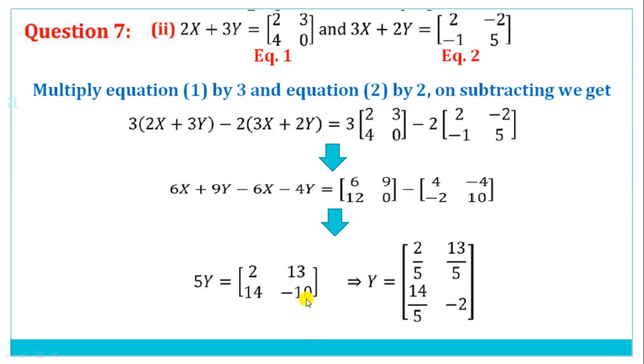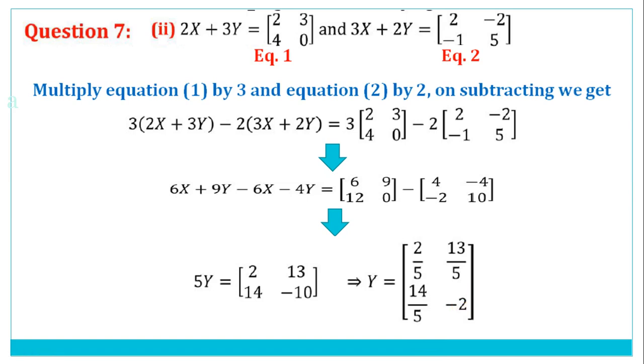So just simple subtraction. We have to find the value of y, but here 5y is written. So we will divide both sides of this equation by 5. If we divide this by 5, we will get y, and if we divide this matrix by 5, then each element of this matrix will be divided by 5. This is how scalar multiplication and division works. So we will get 2 by 5, 13 by 5, 14 by 5, and obviously minus 10 by 5 will give us minus 2. So we got the value of y.